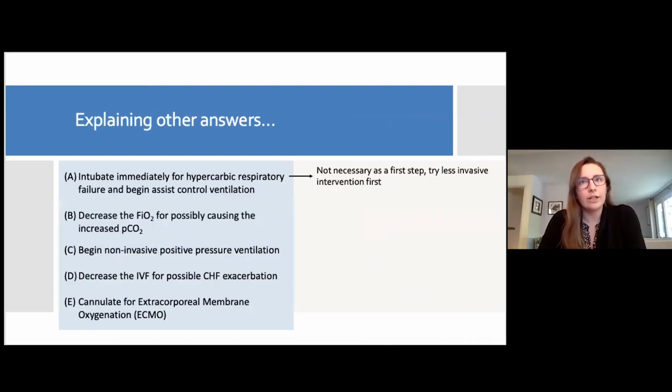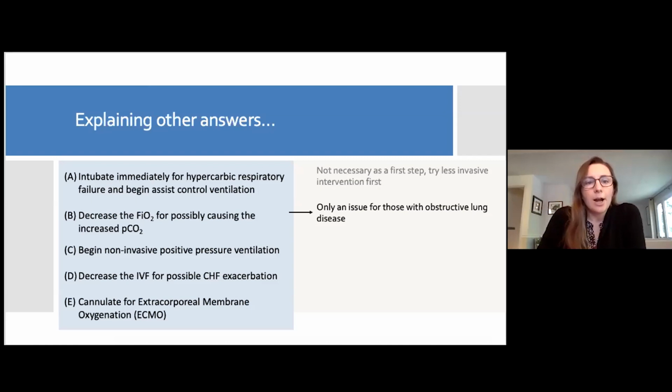So let's go through the other answers now that we learned a little bit about non-invasive positive pressure ventilation. So A is too aggressive for the first step. It's not necessary to do first. It's better to first try less invasive interventions. Additionally, in A, it says hypercarbic respiratory failure, and we mentioned that here as well in option B, causing an increased PaCO2. But this patient only had a PaCO2 of 35, which is not elevated. So he did not have hypercarbic respiratory failure.